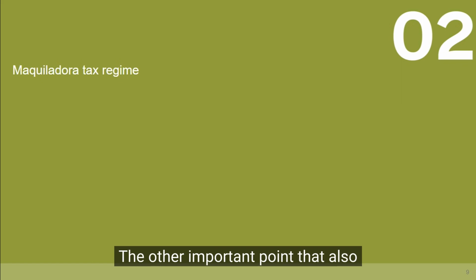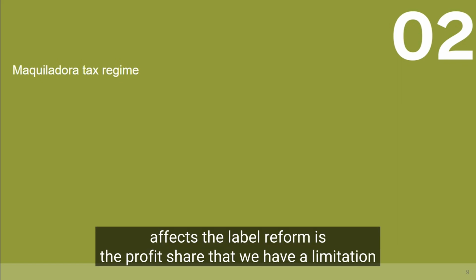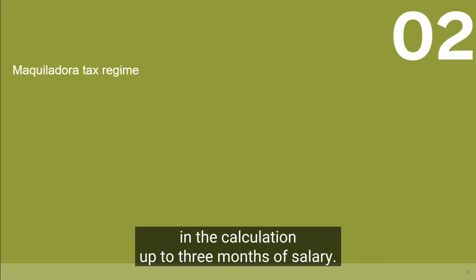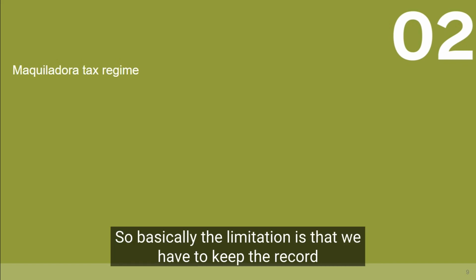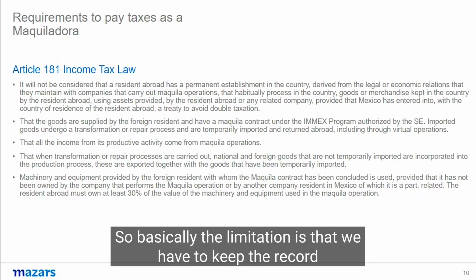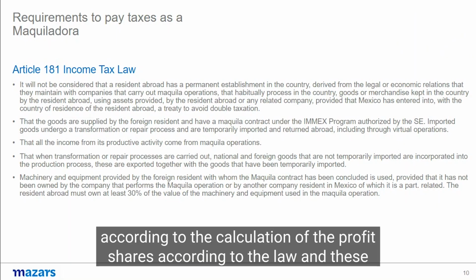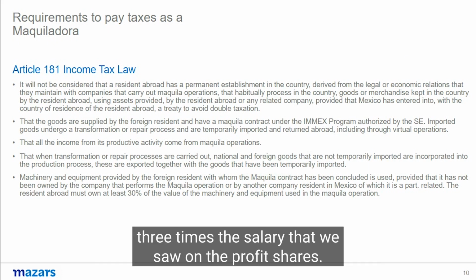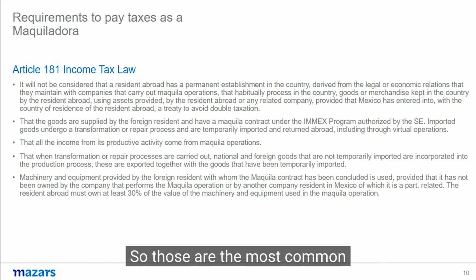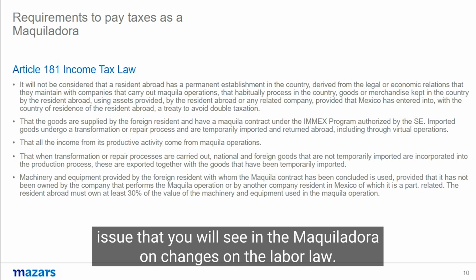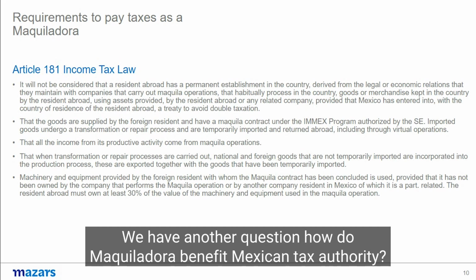The other important point that the labor reform also affects is the profit sharing, where we have a limitation in the calculation up to 3 months of salary. So basically, the limitation is that we have to keep the records according with the calculation of the profit shares, according with the law, and these 3 times the salary that we have on the profit sharing. So those are, let's say, the most common issues that you will see in the Maquiladora on changes in the labor law.